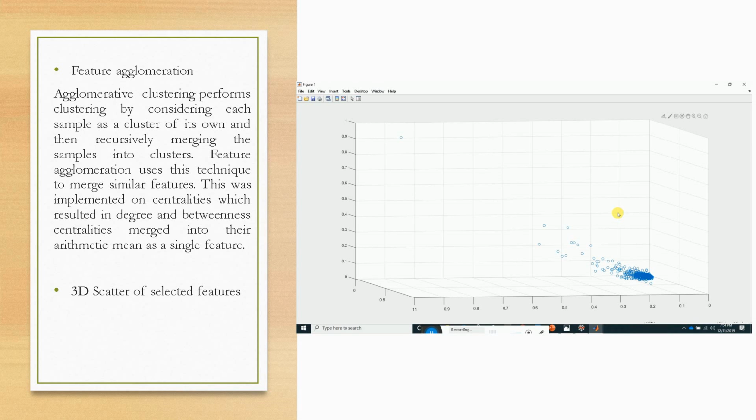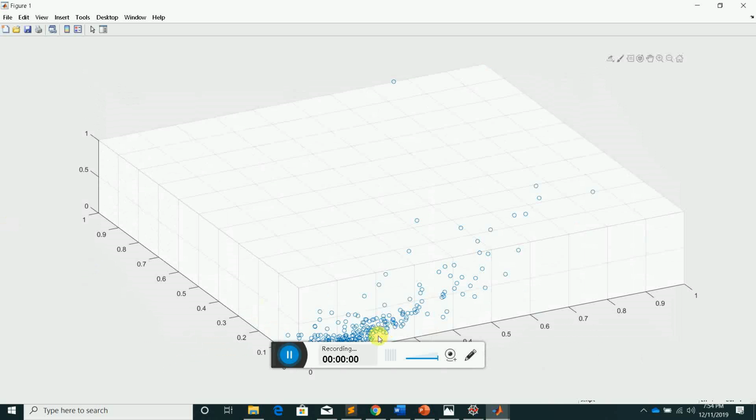This was implemented on our data, and it was found that degree and betweenness were merged into their arithmetic mean as a single feature. And hence, based on the above two observations, it was declared that betweenness centrality could be eliminated from the feature space. Also, there was a strong correlation between betweenness and degree centrality, which helps in further deciding that betweenness could be eliminated. So the remaining three features were visualized as a scatter plot in 3D using MATLAB.